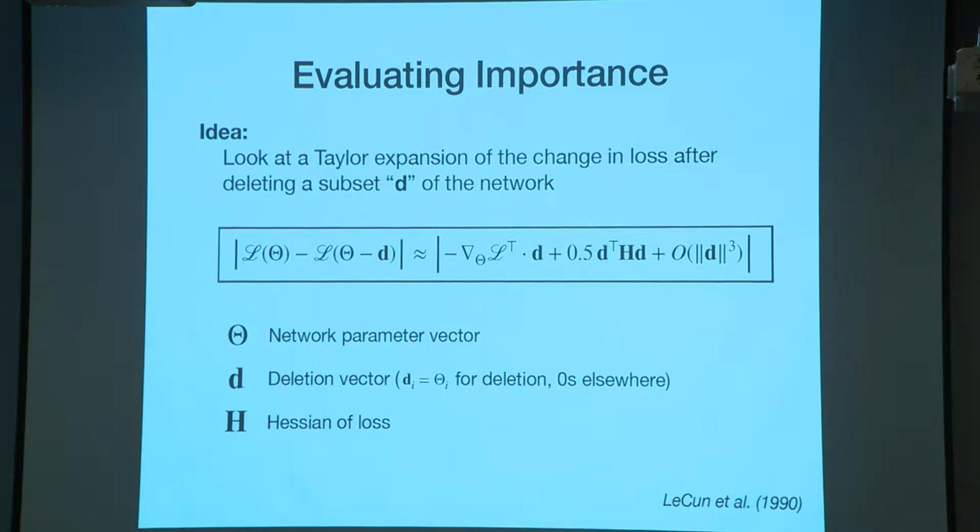Okay, so I have a few equations in here. I'm going to try to breeze through them and just give you a high-level intuition. So what we're looking at here is the change in a loss function after deleting some subnetwork. And so this is what I mean by importance. We want to ask, how much does it hurt us to remove this subnetwork from the network as a whole? How much does our loss increase?